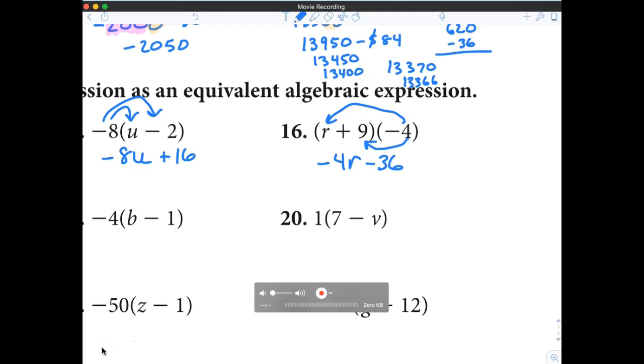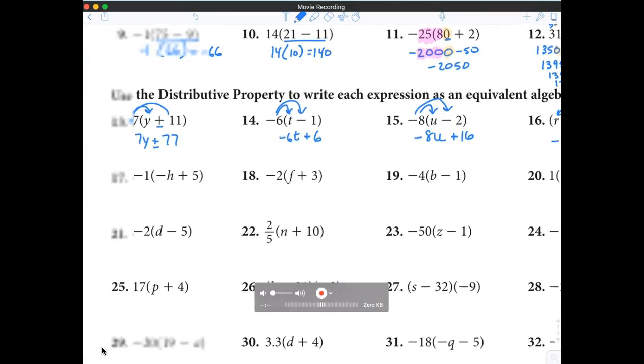What if we did the opposite way? No, don't do it the opposite way. Do it that way. That's how I want you to do it. All right? The distributive property.